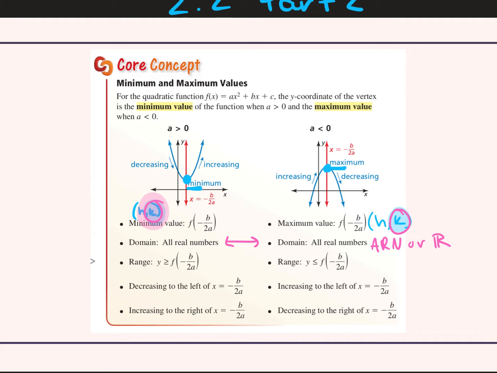The range, when it opens up, we always start at the smallest value. So it would start at the minimum, which would be our k value, and it goes to infinity. We would write it with a bracket at k and a parenthesis at infinity, because k is included there. If it opens down, our arrows go down to negative infinity, so it would be negative infinity to k. So it just depends on which way it opens for the range.